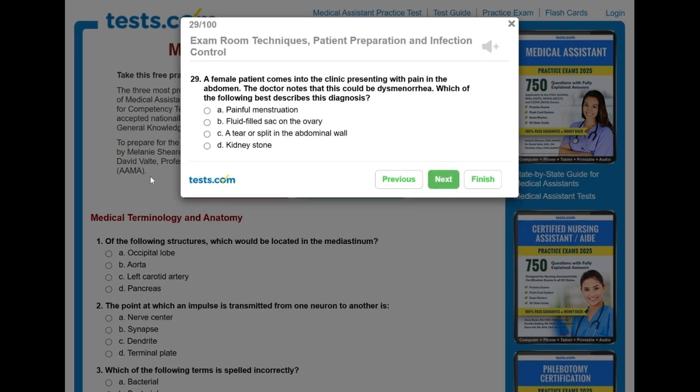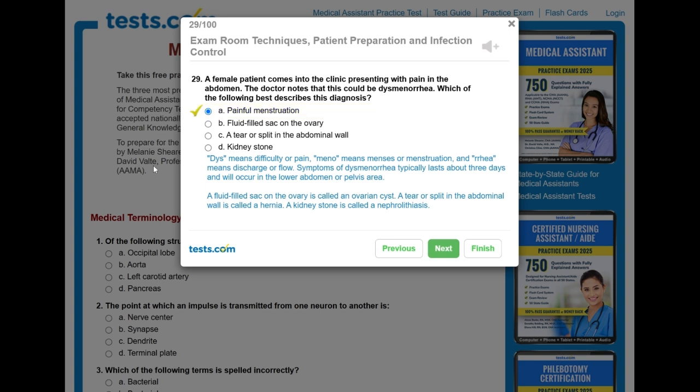Question 29. A female patient comes into the clinic presenting with pain in the abdomen. The doctor notes that this could be dysmenorrhea. Which of the following best describes this diagnosis? A. Painful menstruation. B. Fluid-filled sac on the ovary. C. A tear or split in the abdominal wall. D. Kidney stone.